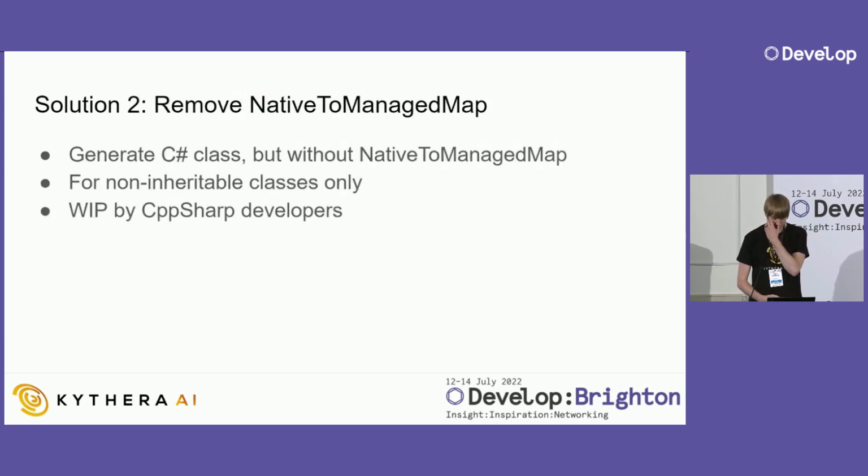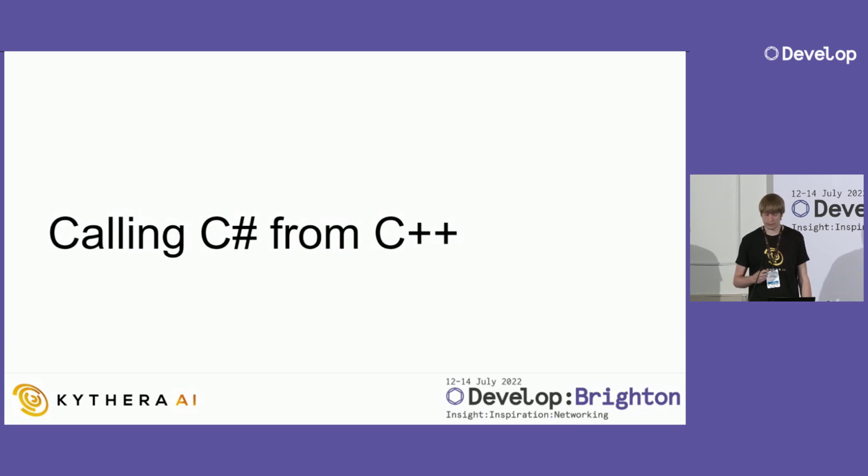The second solution is to get rid of that native to managed map. As you will see shortly, the main use case for this native to managed map is, again, if you want to call code from C++ into C#. This is mostly done by implementing an interface defined in C++ in C#. So if your class is, say, a vector or a timestamp or a color, which you don't intend to be inheritable, you can disable this native to managed map code. This feature is currently still work in progress by the CppSharp developers, but it seems like it's already working quite well.